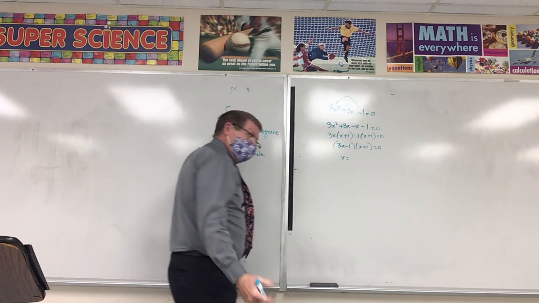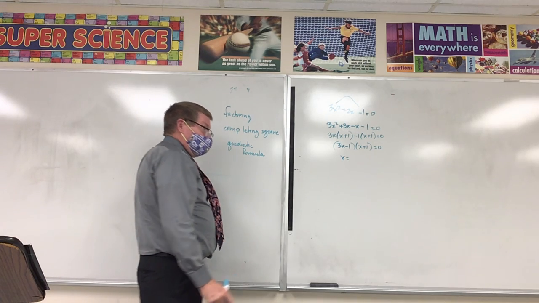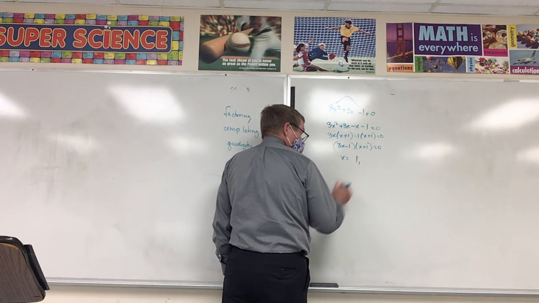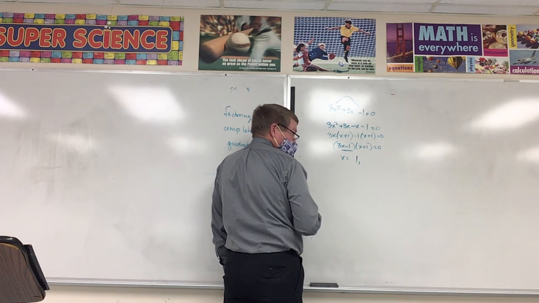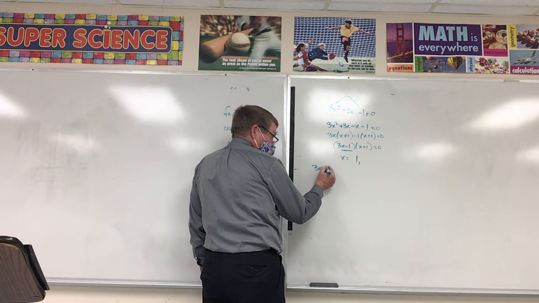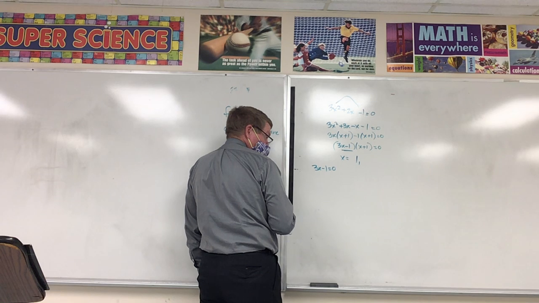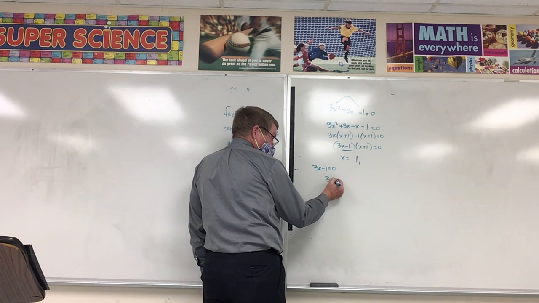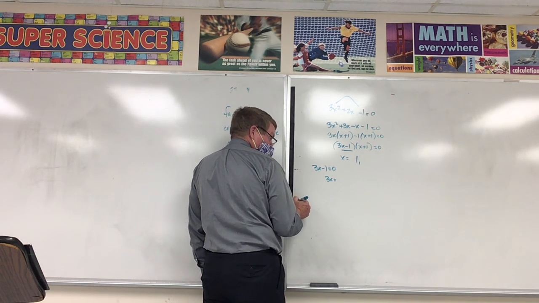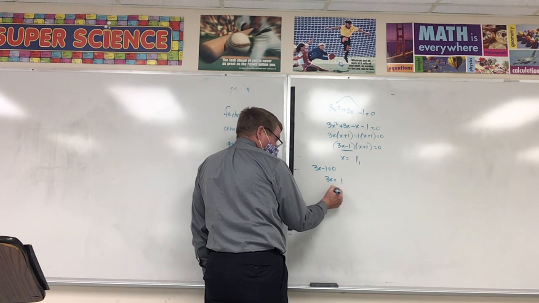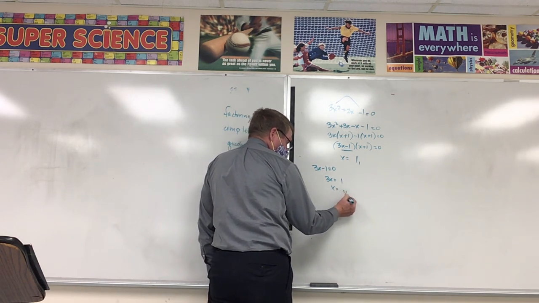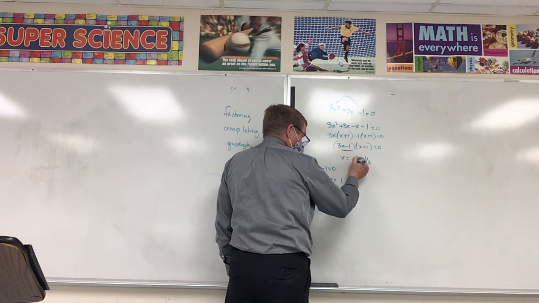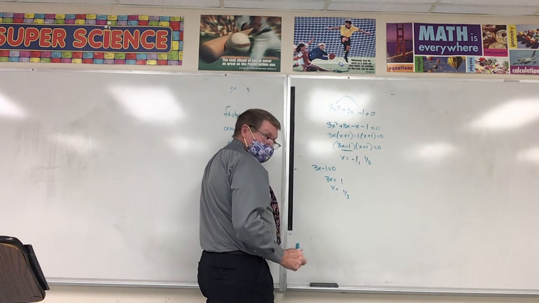So what are my zeros? 3x minus 1, 3x equals 1, x equals 1/3. And this one is negative 1, right?